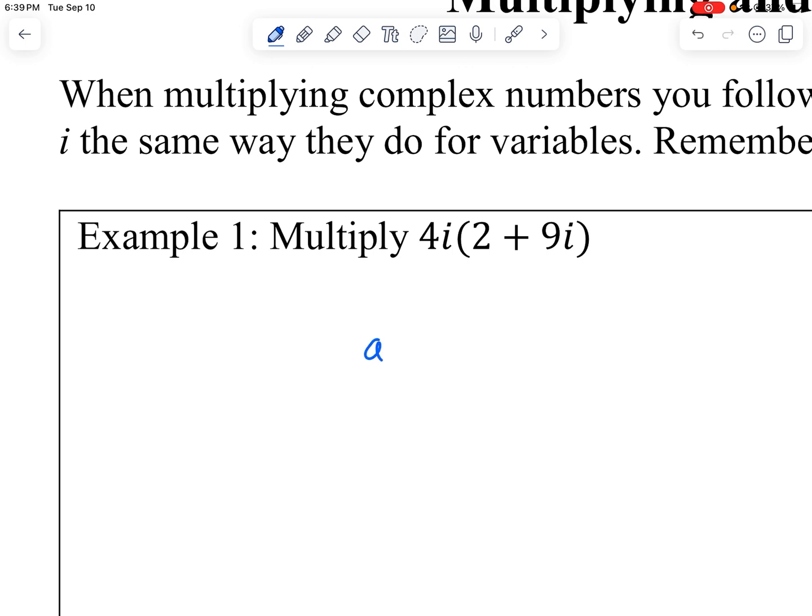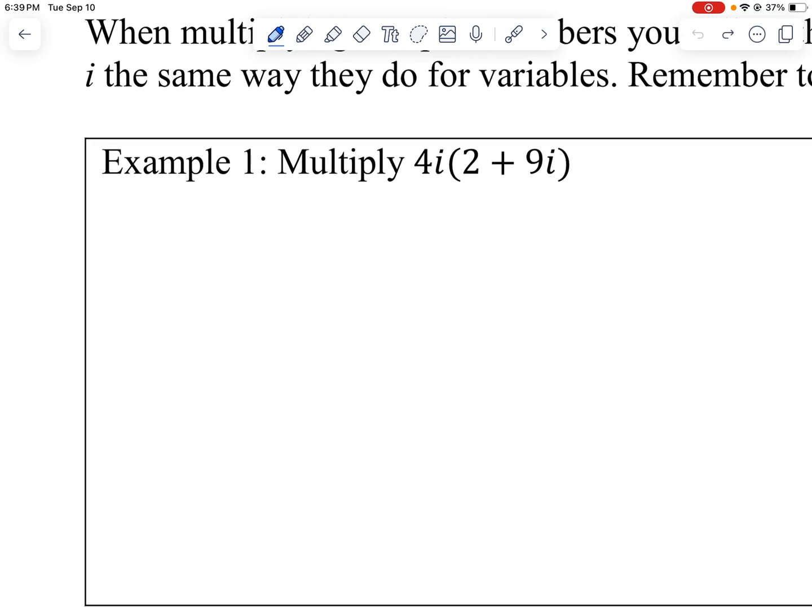Complex numbers are in the form a plus bi. a is the real part, bi is the imaginary part. What we're doing today is multiplying and dividing complex numbers. And we're going to start with example 1.